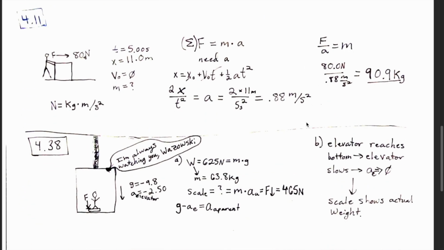Moving on, we have 2 questions left. Almost there. Chapter 4, question 11. A dock worker applies a constant force, a horizontal force, of 80 newtons to a block of ice on a smooth horizontal floor. The frictional force is negligible. The block starts from rest and moves 11 meters in the first 5 seconds. What is the mass of the block of ice?